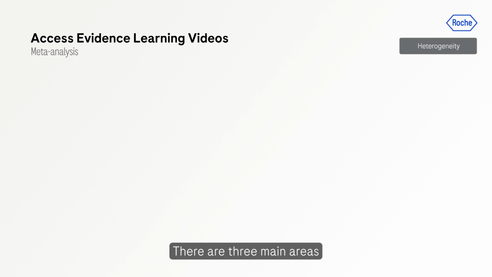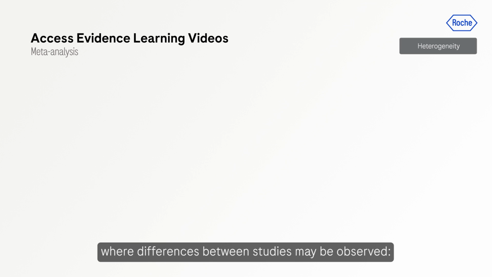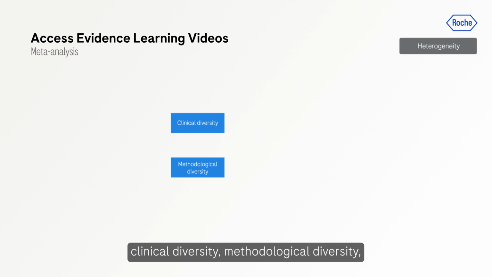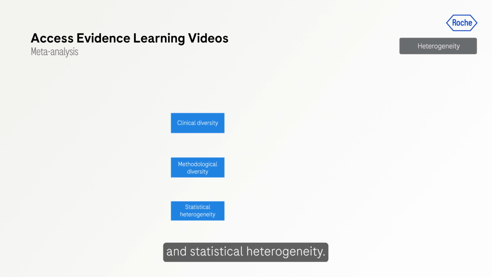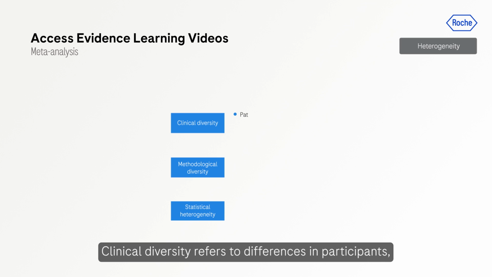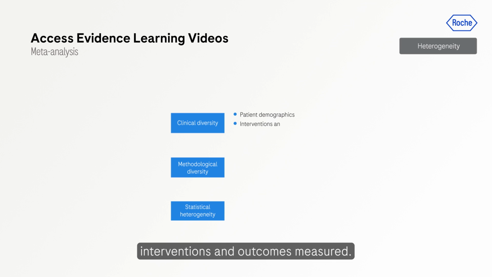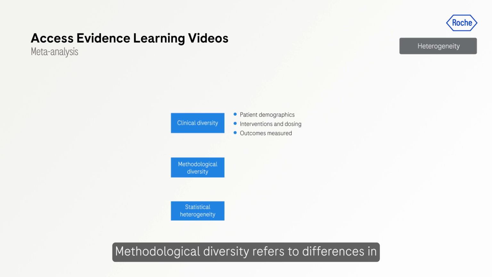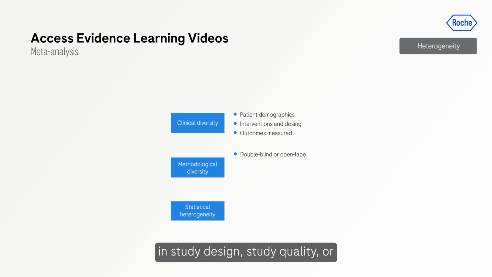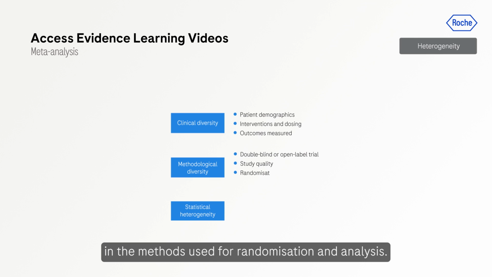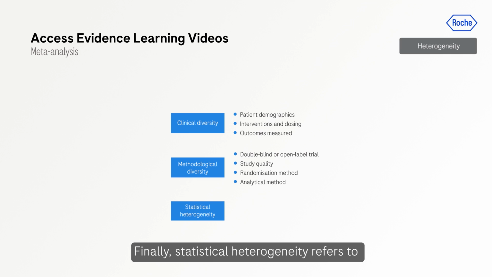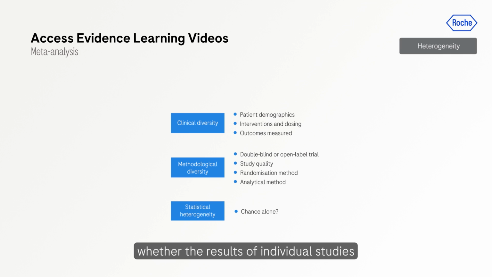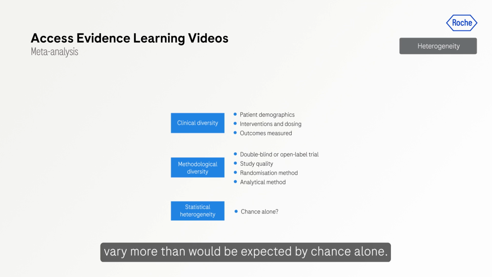There are three main areas where differences between studies may be observed: clinical diversity, methodological diversity, and statistical heterogeneity. Clinical diversity refers to differences in participants, interventions, and outcomes measured. Methodological diversity refers to differences in how the studies were conducted, for example, in study design, study quality, or in the methods used for randomization and analysis. Finally, statistical heterogeneity refers to whether the results of individual studies vary more than would be expected by chance alone.